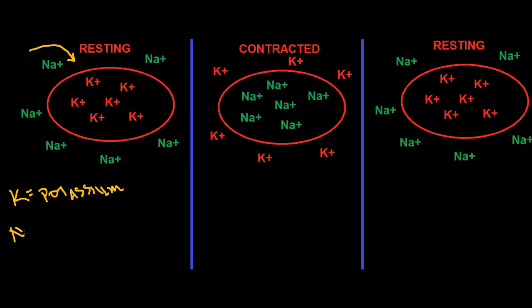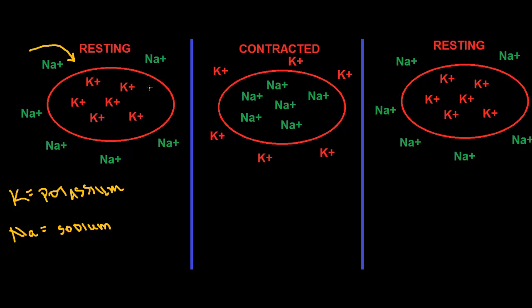Na is on the outside. Na equals sodium, part of salt. In the resting state, the potassium's on the inside of the cell. The sodium is on the outside.